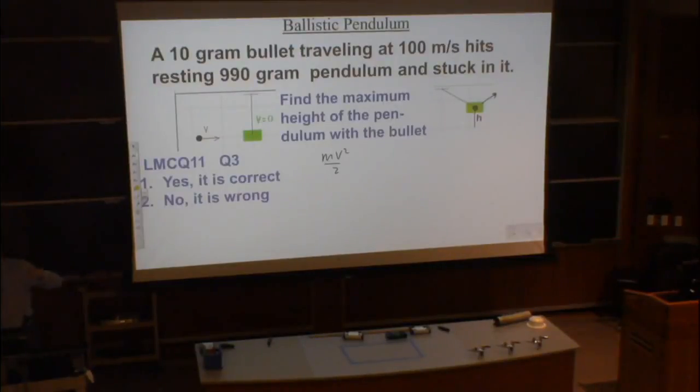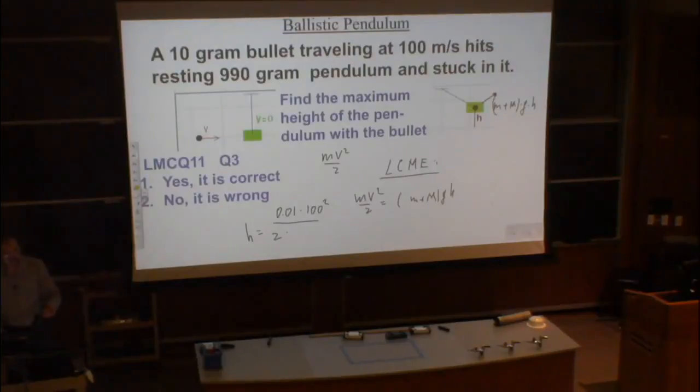Well, the mass, of course, should be total, because that box holds the bullet in it, so it should be m plus M times g times h. And the law of conservation of mechanical energy tells us mv squared over 2 should be equal to (m plus M) gh. So we can calculate the height should be equal to, well, in numbers, 0.01 kilograms, speed 100 squared divided by 2, over 990 plus 10 grams. That's 1,000 grams, which is 1 kilogram. And g is equal to 10.